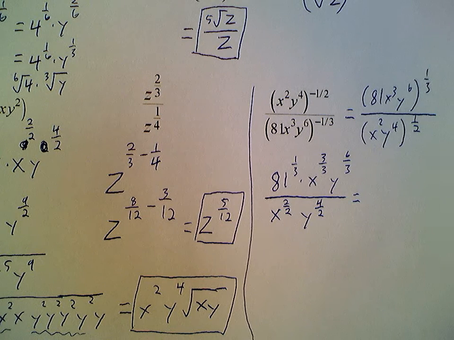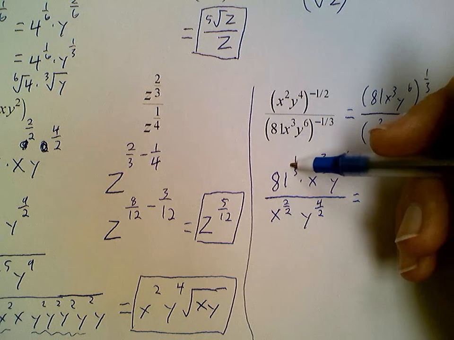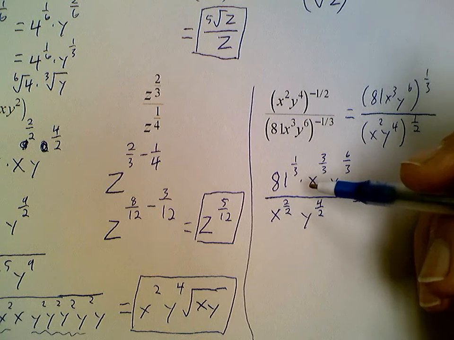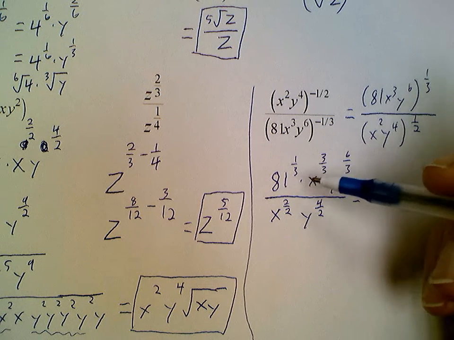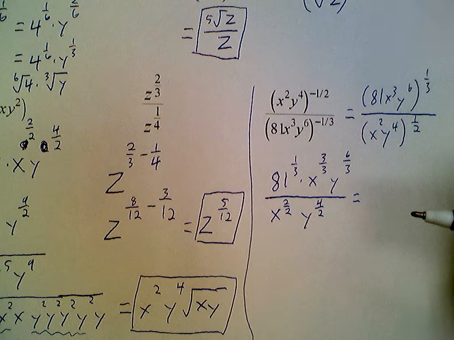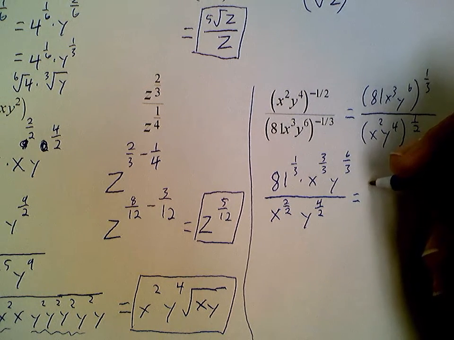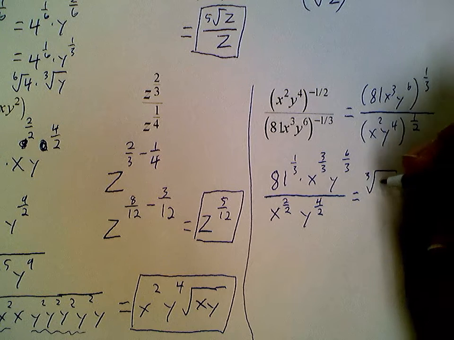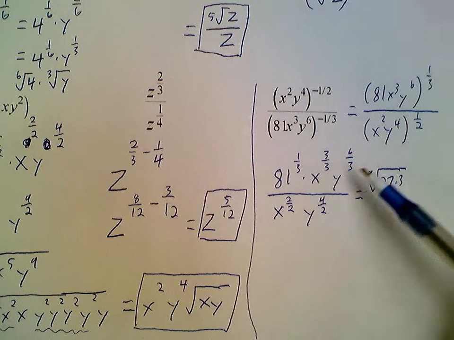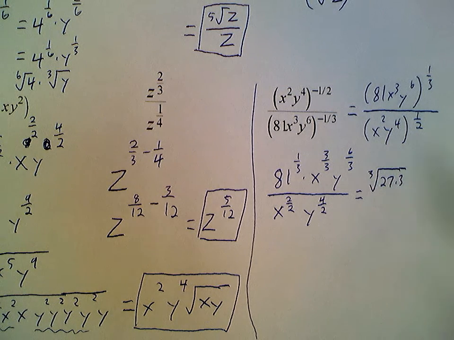Okay, so I can keep going here. So first of all, 81 to the 1/3. Remember, 1/3 is the same thing as cube root. Are there any perfect cubes that go into 81? Or is 81 the cube root of anything? 81 itself is not a perfect cube, but I can think of this as being the cube root of 27 times 3, because 27 is a perfect cube, and I'm going to be able to take the 27 out and make it a 3.